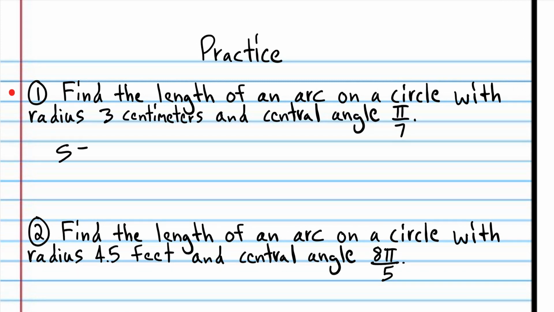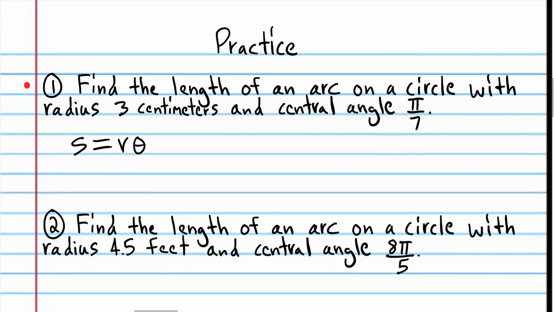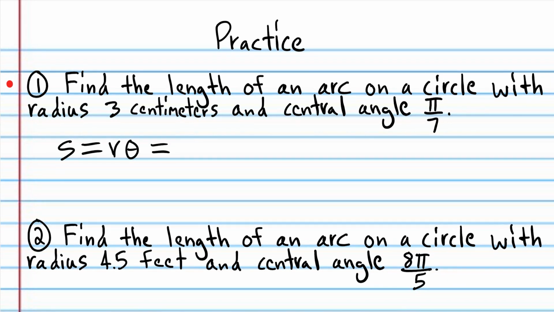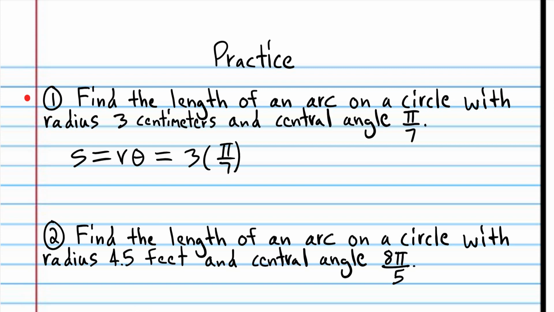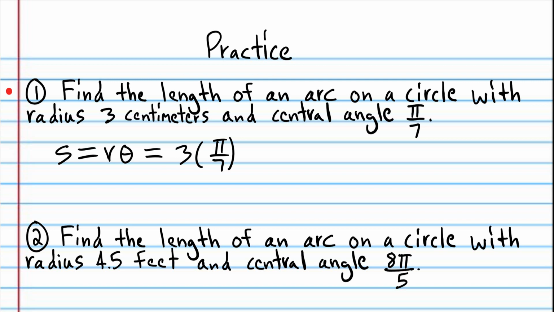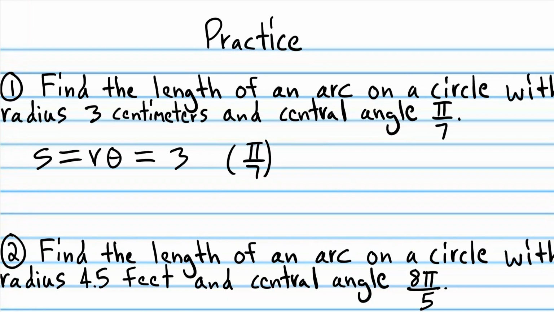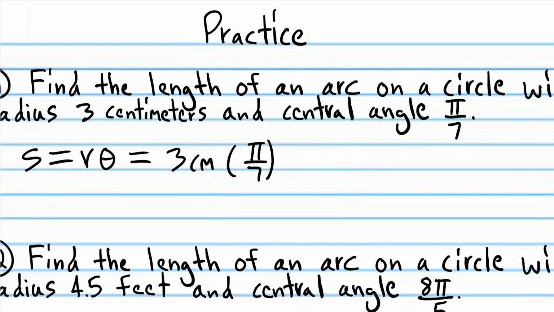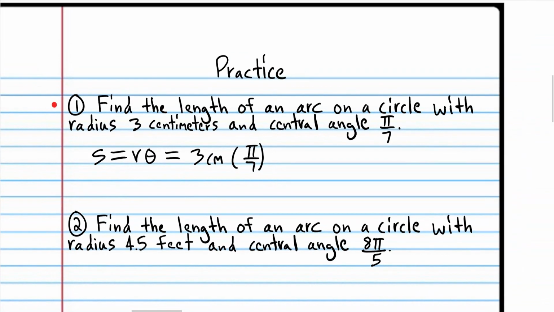So let's use our formula. The length of an arc on a circle is equal to the radius of the circle times theta, as long as theta is in radian units. So we have 3 is the radius, and pi over 7 is the angle. And you don't have to write the units when you do the math, but I'm going to write those units just so you can get a feel for why we typically don't write the units for radian measure.